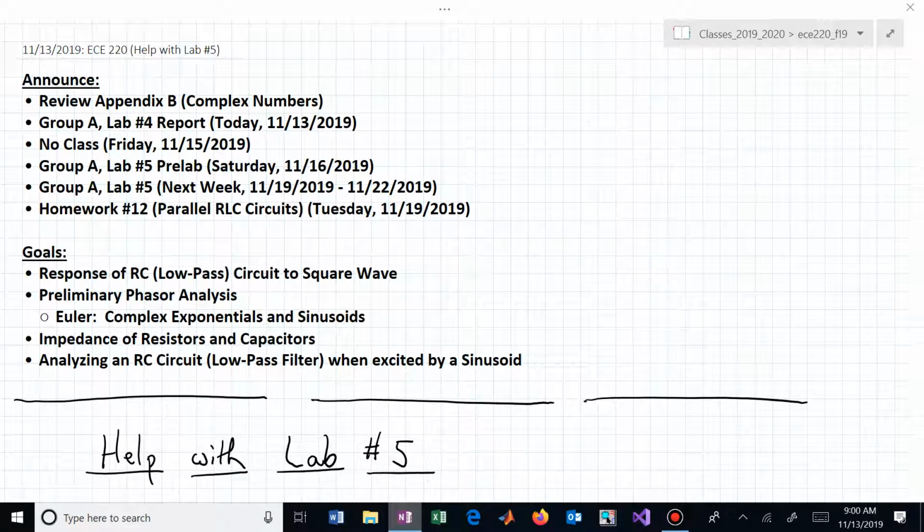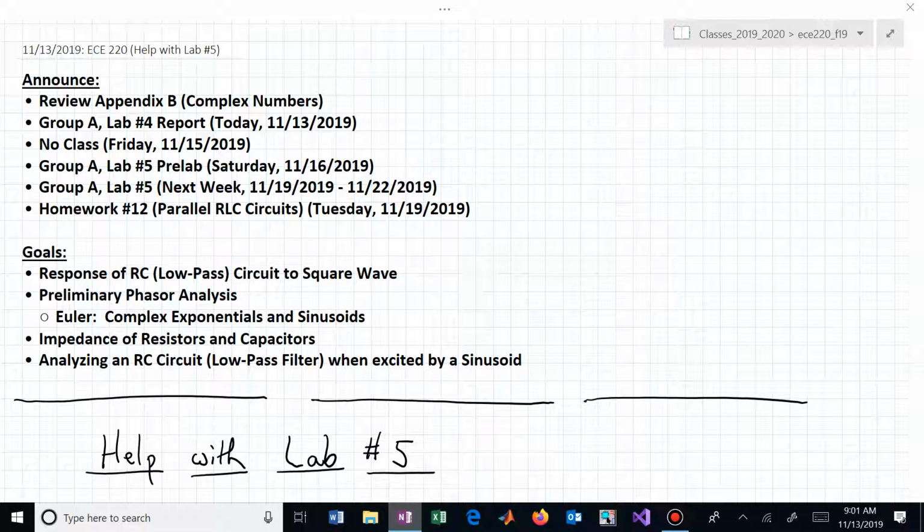But all of Chapter 9 is dealing with complex numbers, so you need to be thinking about or reviewing that topic, and Appendix B is dedicated to complex numbers. Hopefully you find that helpful if you need review on complex numbers.